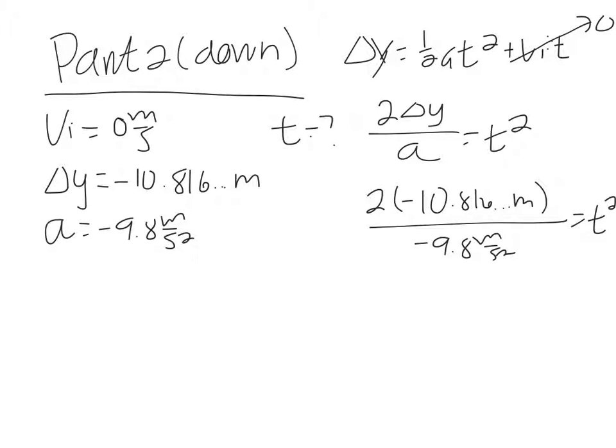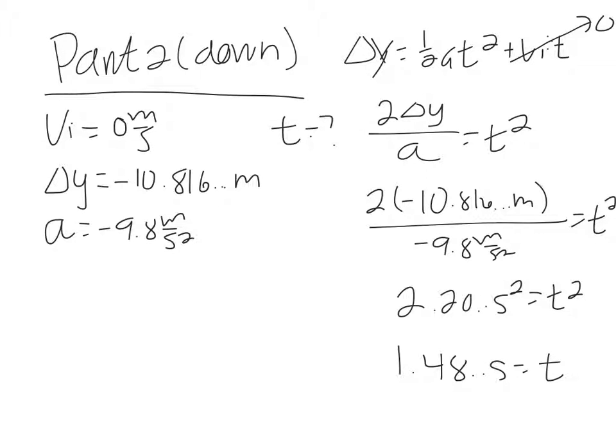Once again, my negatives cancel out. You can't take the square root of a negative, so if you ended up with a negative value for t squared, you forgot a negative somewhere. This becomes 2.20, keeps on going, seconds squared equals t squared. Square root of that is 1.48, keeps on going, seconds for your time.